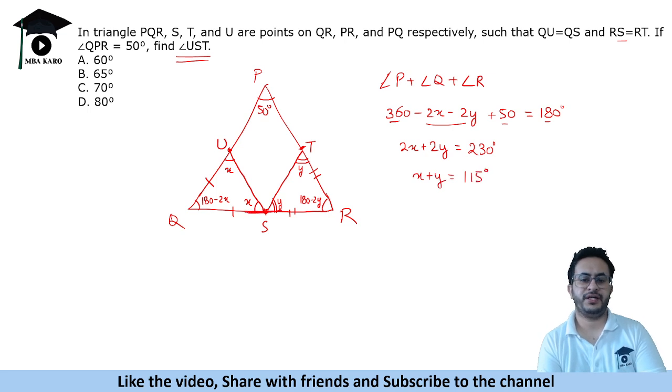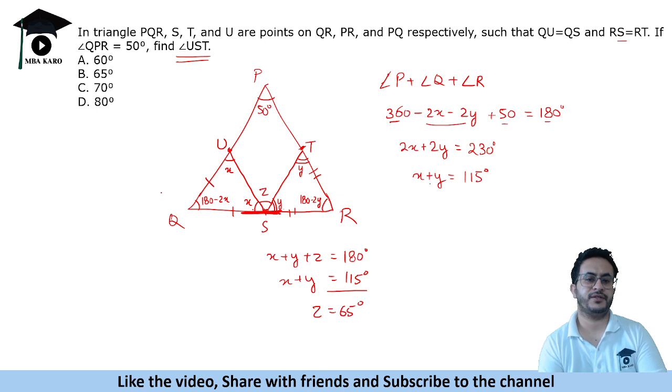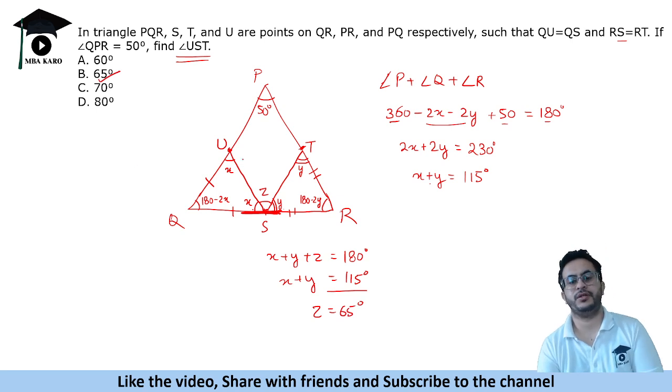Now this is a straight line. So x plus y plus this is the angle we need to find, so let us call it z. So x plus y plus z is 180 degrees because it's a line, and x plus y is already given to us, that is 115, which we calculated here. So z is 65 degrees. So that is the answer to this question. A simple question based on angles in an isosceles triangle.